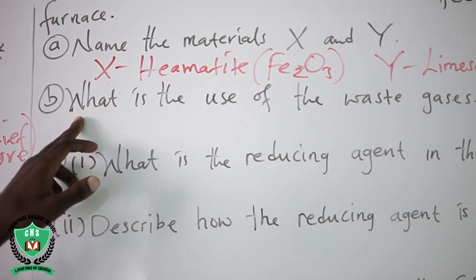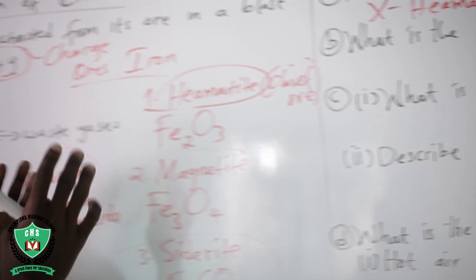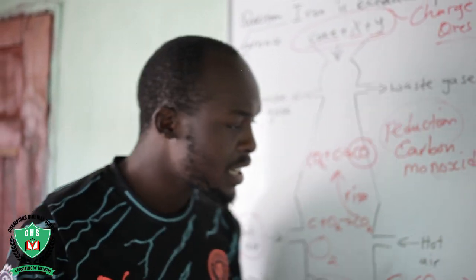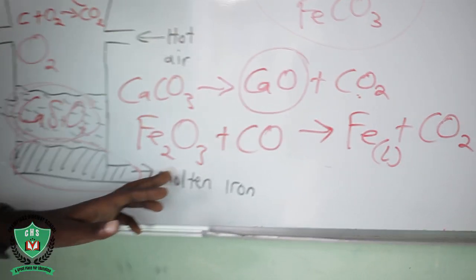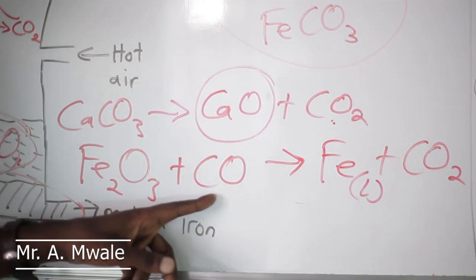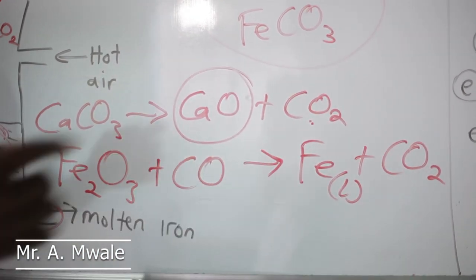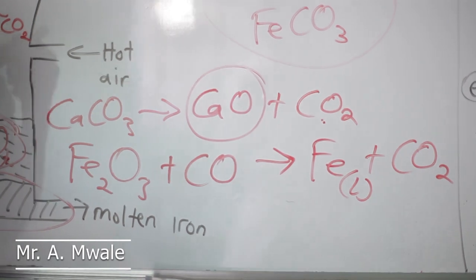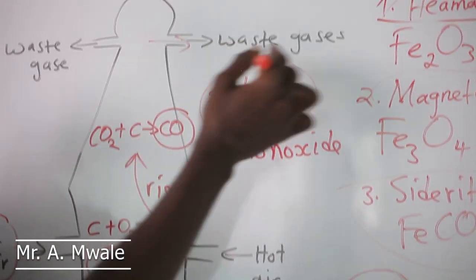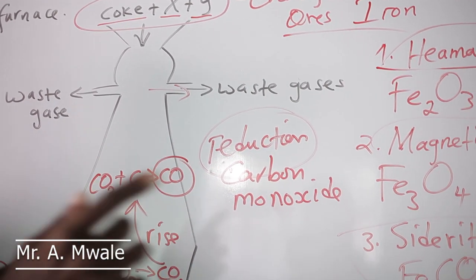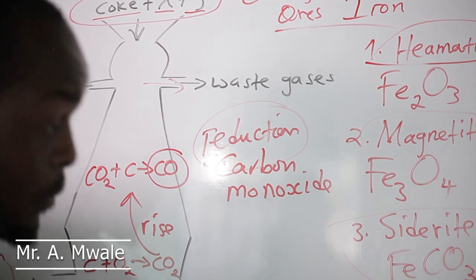The next question said, what is the use of the waste gases? With what we have mentioned here, there is a gas being produced. If we check the reaction, the reduction of iron oxide reacting with carbon monoxide, producing iron in molten state and carbon dioxide. This carbon dioxide will move up and leave through this point as a waste gas. So we need to know the purpose of this waste gas, which is carbon dioxide.